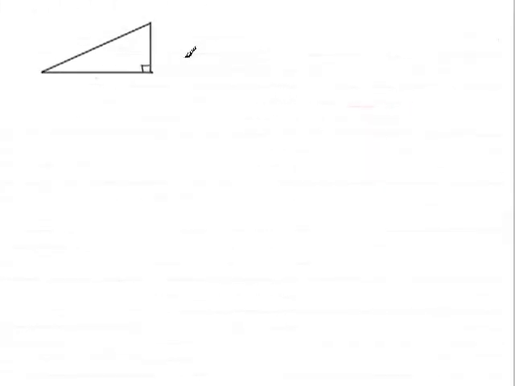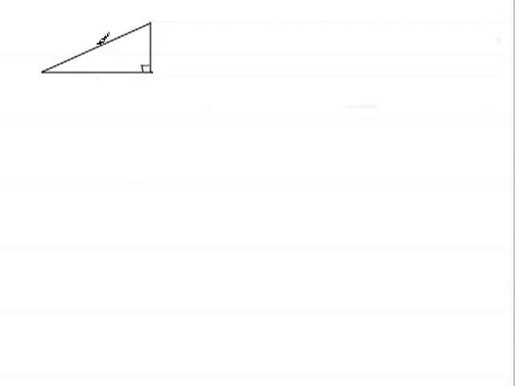Hi, welcome to this tutorial on Pythagoras' theorem. Now Pythagoras discovered a rule connecting the three lengths of a right angle triangle. This rule allows you to calculate one of the sides providing you know the other two sides.